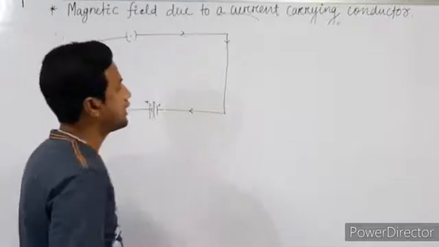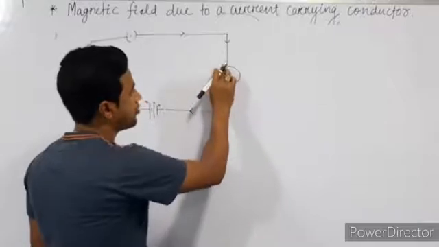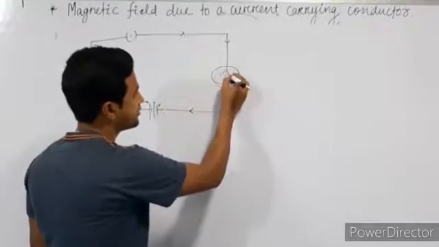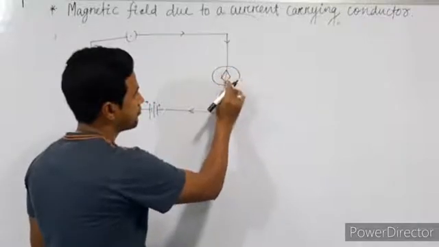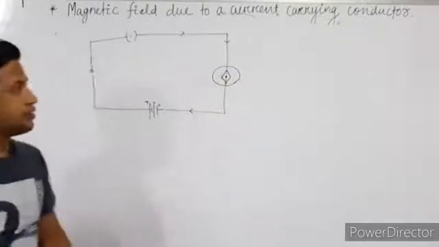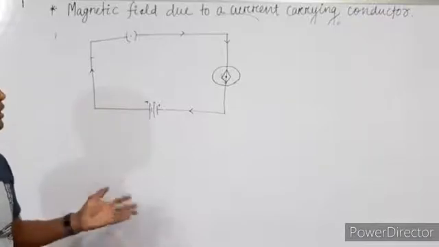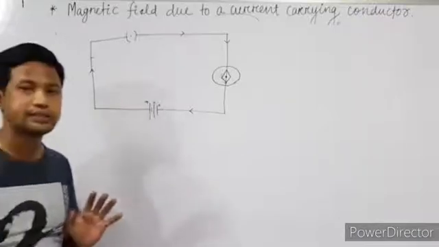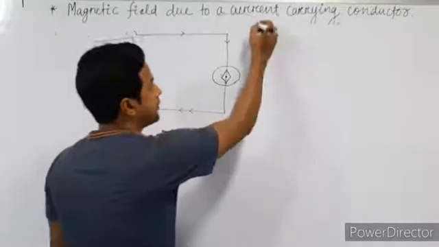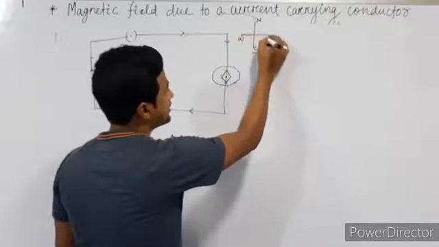So what I will do, I will place a magnetic needle above it. Suppose the middle is like this. So how the direction will be, that we are going to see in this video. So let's find out. As you know that if I draw like this, this is my north, this is my south, this is my west, and this is my east.